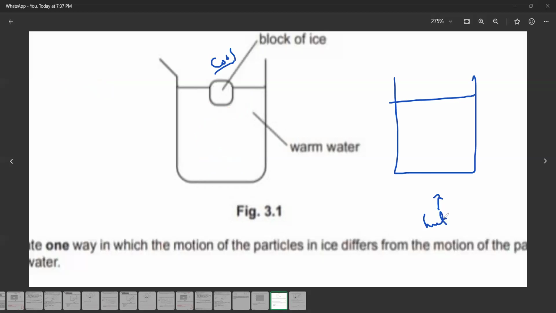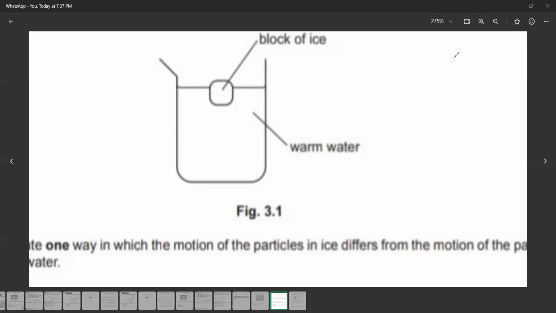If I cool from the bottom, it will not be effective. If I heat from the top, it will not be effective. I say the cold particles displace the hot particles, or hot particles displace cold particles.